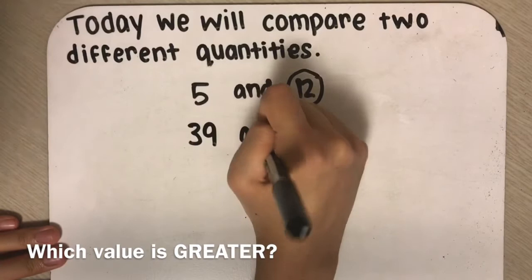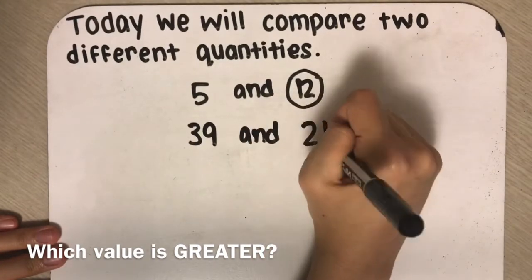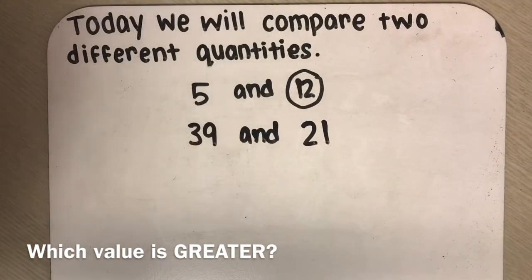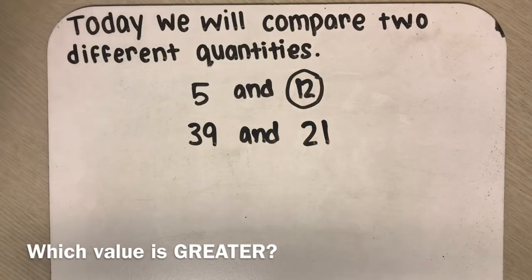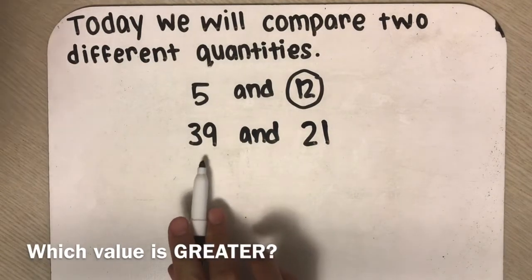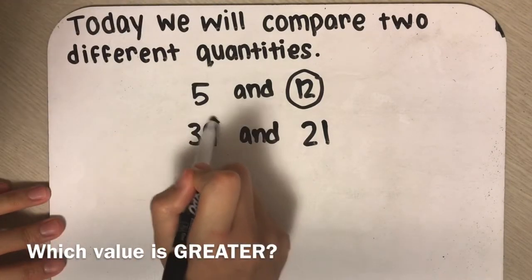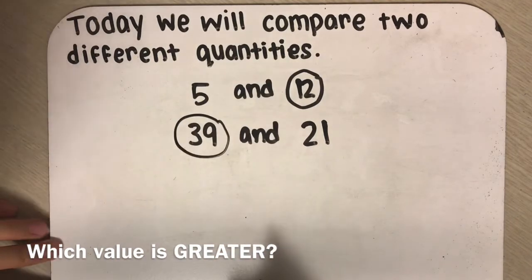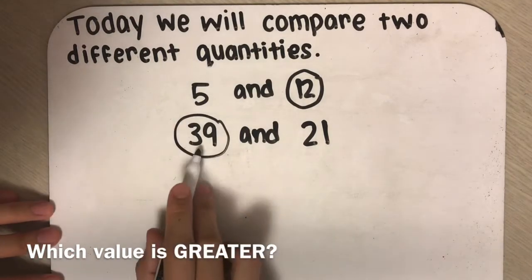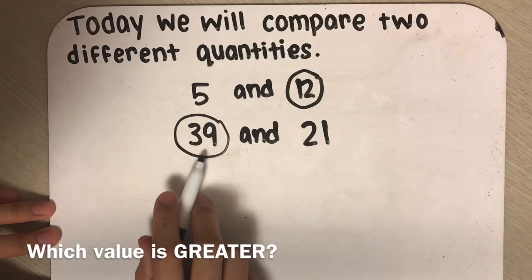39 and 21. Which number do you think is greater this time? Is it 39 or is it 21? Say it out loud at home. If you said 39, you're correct. If you're not sure why 39 is bigger, let me show you.